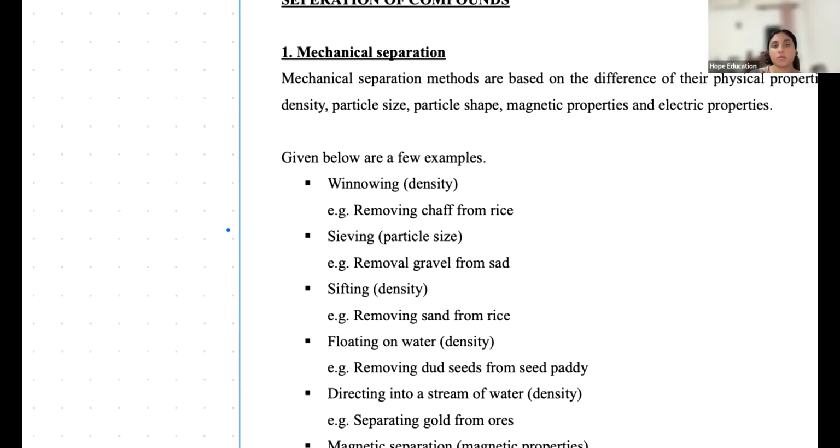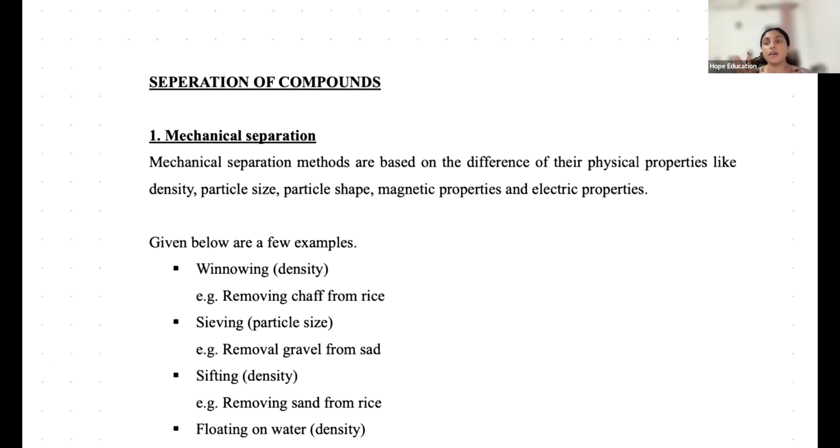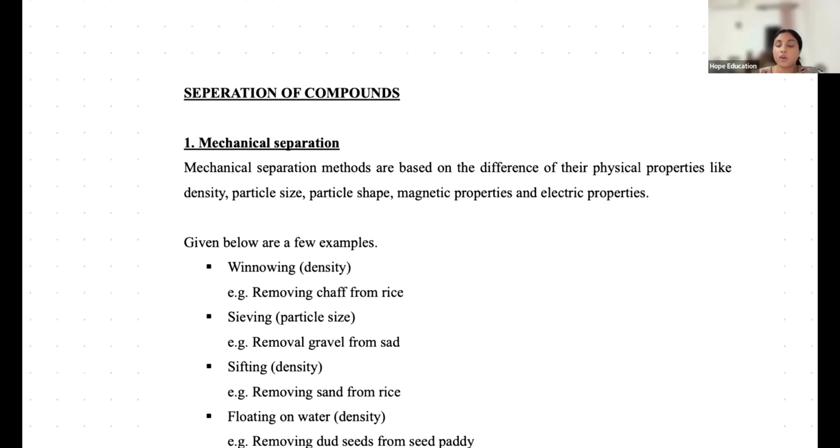Okay, separation of compounds. So in a mixture, whether it is a homogeneous mixture or a heterogeneous mixture, there are different components. So we should be able to separate these components. In this lesson we are learning 10 separation techniques. We are going to learn 10 separation techniques. Number 1 is mechanical separation.